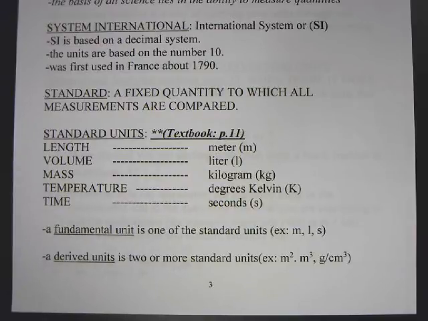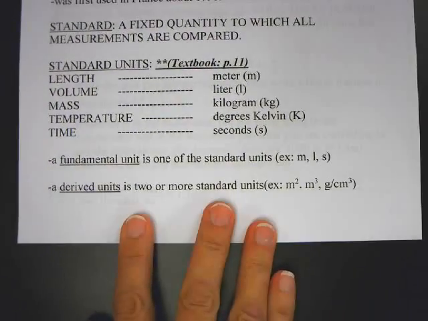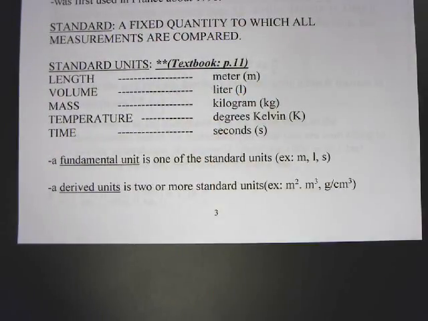So in France, the international system, which we abbreviate SI for System International, is based on the number 10, and this was easy because back in the 1700s a lot of people didn't have a higher education, so they could use their 10 fingers to count. So the standard unit for length is a meter. For volume, it's a liter. For mass, it's a kilogram. For temperature, it's degrees Kelvin. And for time, it's second.